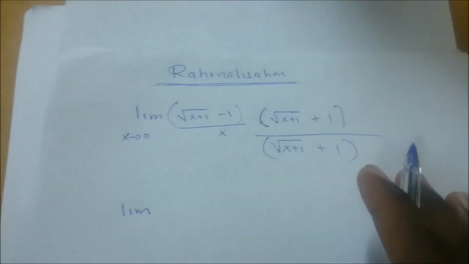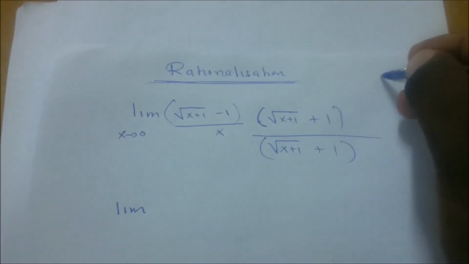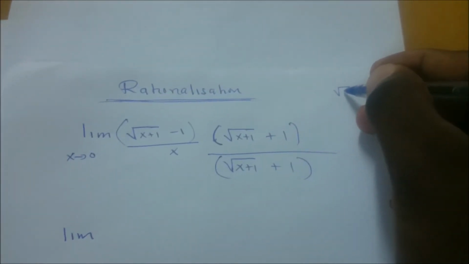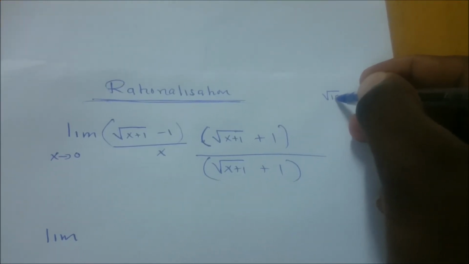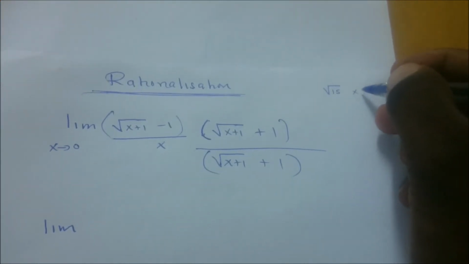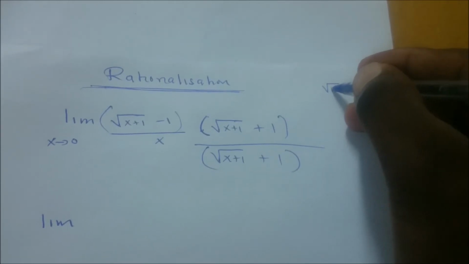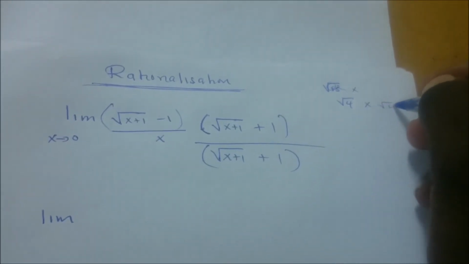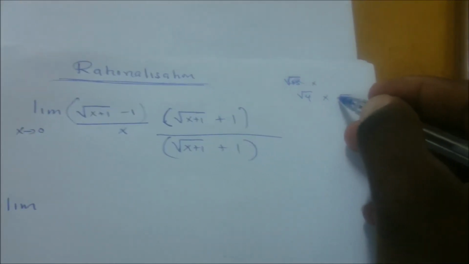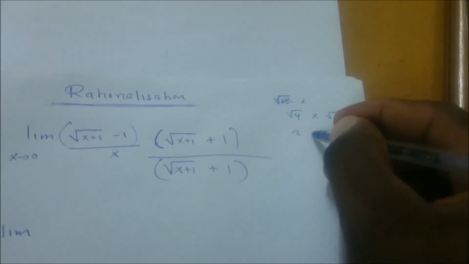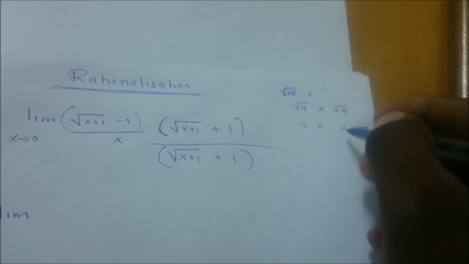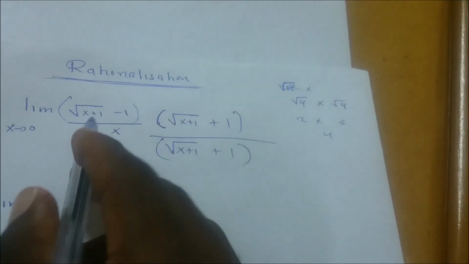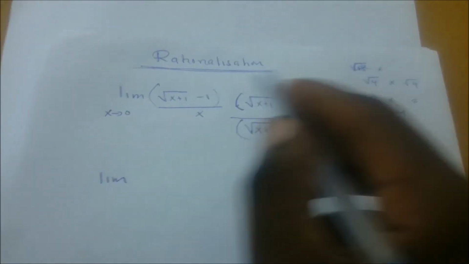For example, you have the root of 4 times the root of 4. What is the root of 4? It's 2, so 2 times 2, which is 4. So if you are given such things, just get one of these.